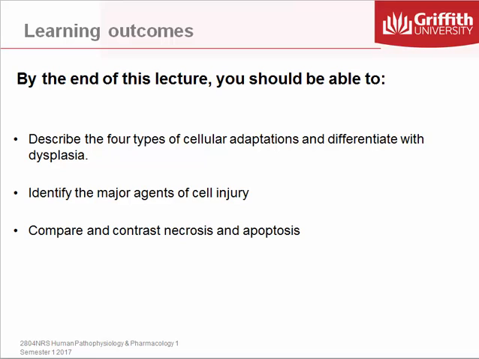The learning outcomes for this concept capture are: number 1, describe the 4 types of cellular adaptations and differentiate these 4 from dysplasia. Number 2, identify the major agents of cellular injury. And number 3, compare and contrast necrosis with apoptosis.